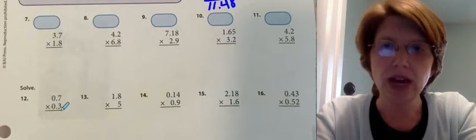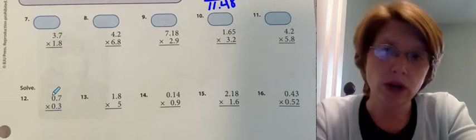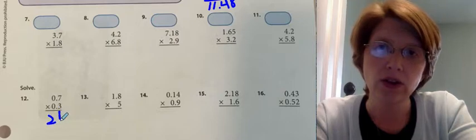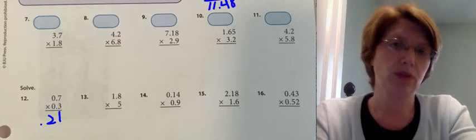This should be fine. 3 times 7 is 21. We carry that 2, and that's just going to come down because there's a 0 there. 2 numbers behind a decimal, so it goes there. Okay.